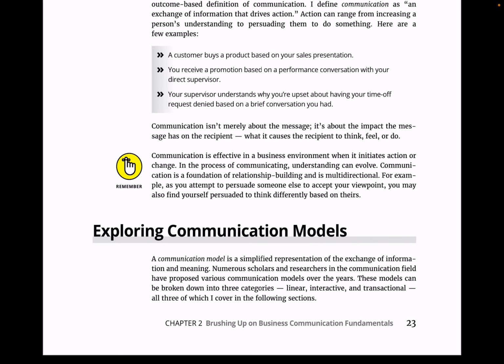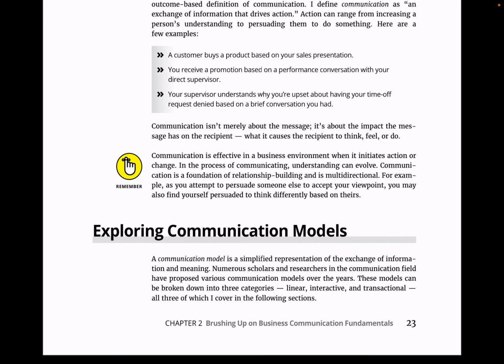Exploring communication models. A communication model is a simplified representation of the exchange of information and meaning. Numerous scholars and researchers in the communication field have proposed various communication models over the years. These models can be broken down into three categories: linear, interactive, and transactional, all three of which I cover in the following sessions.